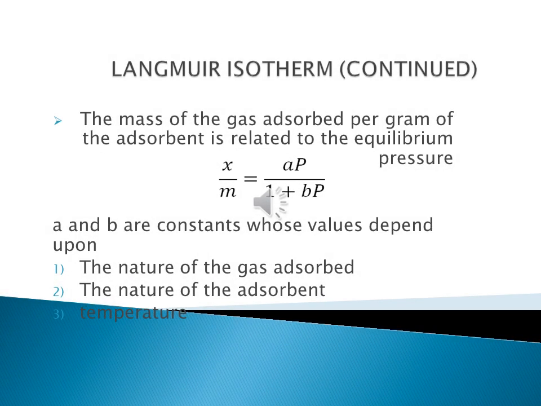We are continuing with surface chemistry. The first slide here is just recalling what the Langmuir isotherm is. The mass of the gas adsorbed per gram of the adsorbent is related to equilibrium pressure, and x by m is AP divided by 1 plus BP, where A and B are constants.